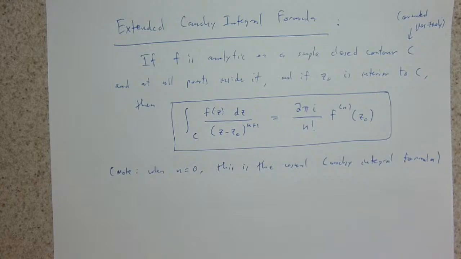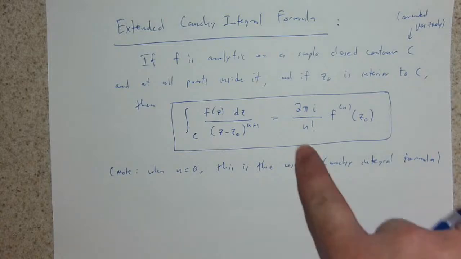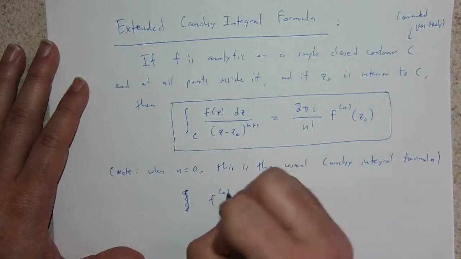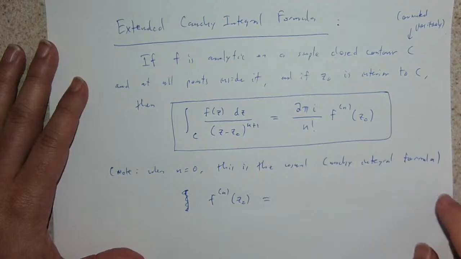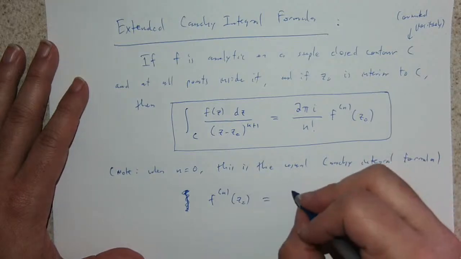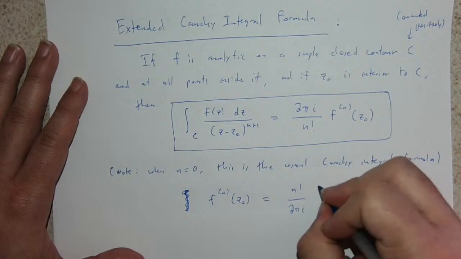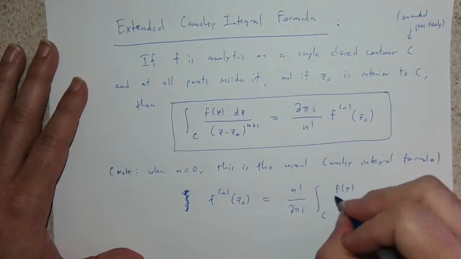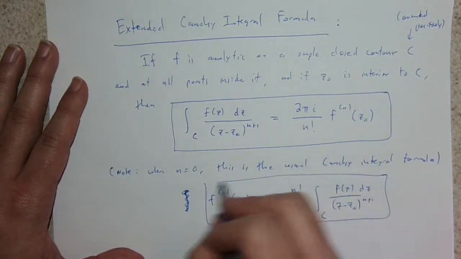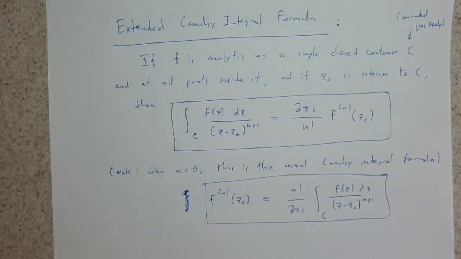What does this tell you? Another way of writing this, of course, is that the value of the nth derivative of f, similar to the value of the function itself, is determined by the values of the function on this contour in some way. And that way is n factorial over 2 pi i times the integral over C of f of z dz over z minus z naught to the n plus 1. So writing it this way lets you say the value of the nth derivative at a point interior to the curve is actually determined by the value of the function on the curve, or the integral of this expression.